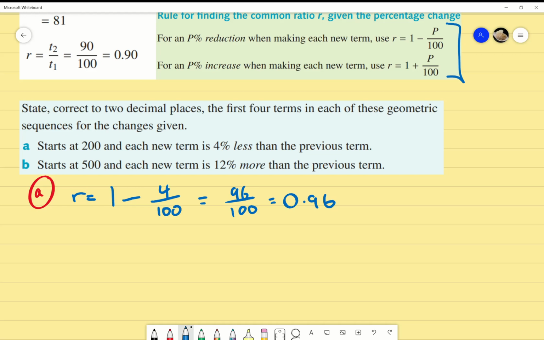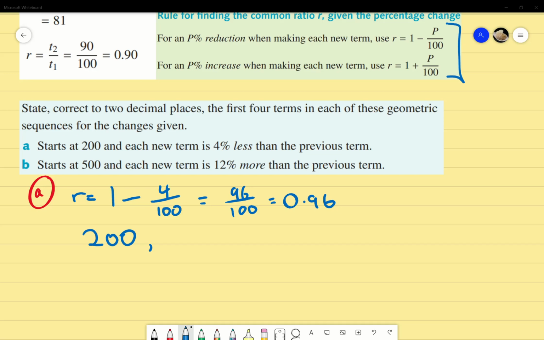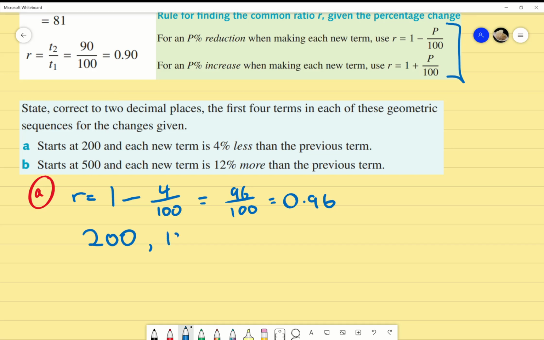So before, when we were trying to take away 10%, we multiplied by 0.90. Now I'm taking away 4%, I'm going to multiply by 0.96. Okay, awesome. Continue on from there. I've got my R value. It's telling me to find the first 4 terms. I know the first term is 200. The second term, once again, I'm going to grab my calculator out. I'm going to hit 200, multiply by 0.96. Hit enter. My next term is 192.